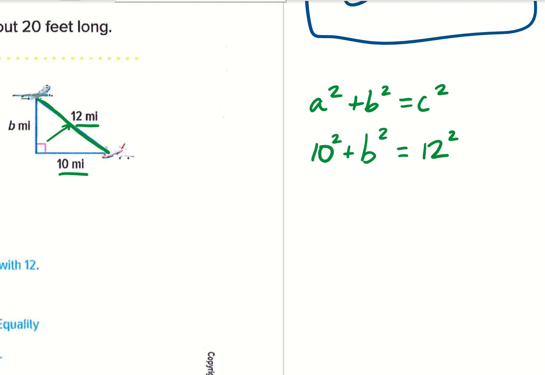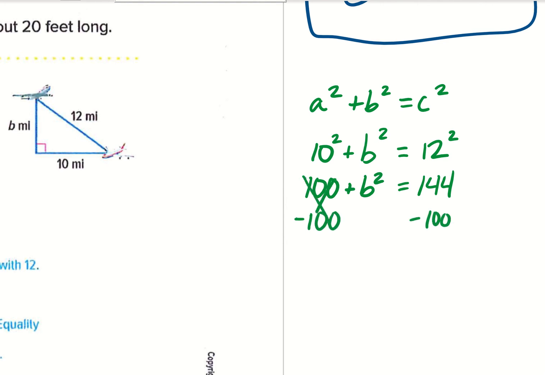Now we just simplify just like any other problem that we've done with the Pythagorean theorem. So 10 squared is 100. We can't do anything with B squared. And then 12 squared is 144. Next, we subtract 100 from both sides in order to isolate the variable. We're left with B squared equals 44. Take the square root of both sides.